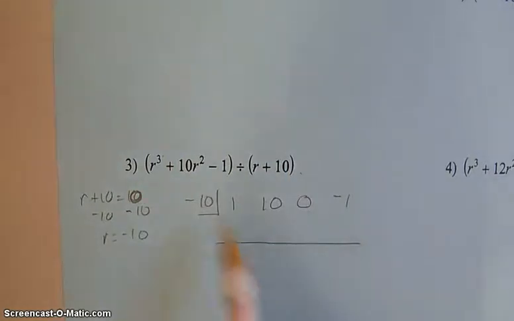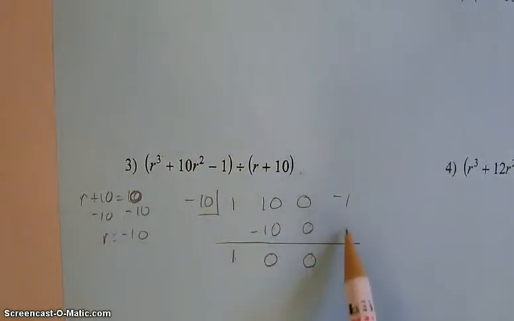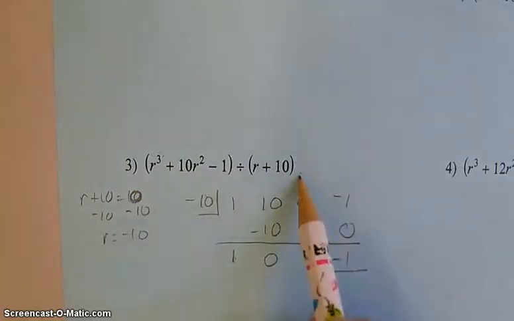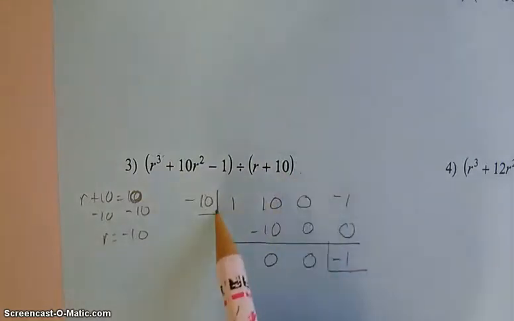Bring down the 1. -10 times 1 is -10. 10 and -10 added together is 0. -10 times 0 is 0. 0 plus 0 is 0. -10 times 0 is 0. -1 is -1. So what my remainder tells me about the polynomial is that r plus 10 is not a factor. -10 is not a solution, but it does tell me that the point -10, -1 is a point on the graph.